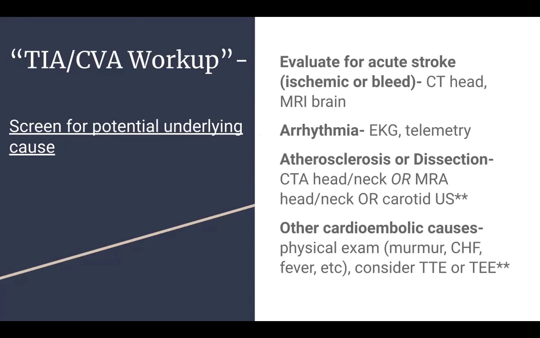So to put it all together, the reason for doing these tests is to also screen for potential underlying cause. So the patients that stay in the hospital, whether in observation or admitted to the hospital, whatever imaging wasn't complete in the emergency department, they will get it. And so if they had a CT head, then the MRI brain will generally be completed. If vascular imaging was not done in the emergency department, then it will be completed inpatient. You're going to keep them on telemetry to look for any paroxysmal arrhythmias. And for certain patients, you will look for cardioembolic causes.